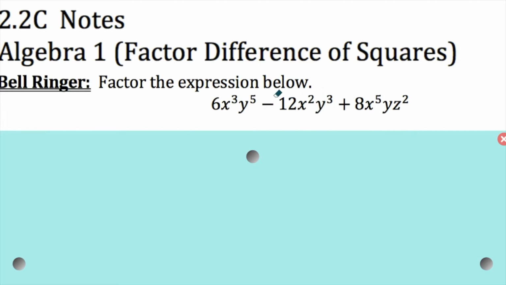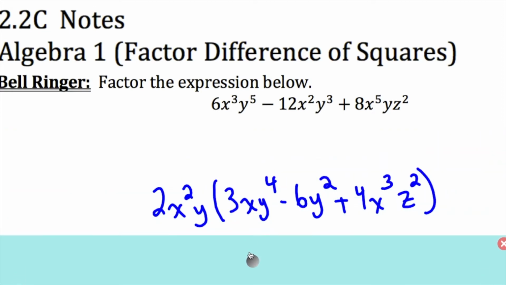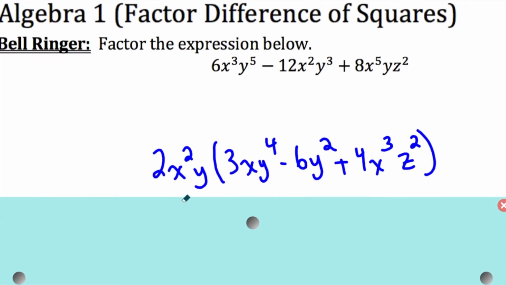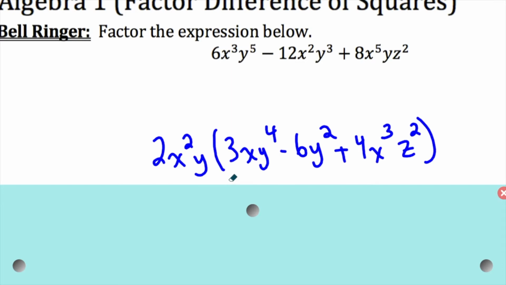And then we look at the y's. Smallest power for y, we have a 5, 3, and this is, remember, a 1 if nothing is written here. So the smallest power for y is a 1. Also, we have a z squared, but since these other terms are missing a z, we will not have a z as part of our GCF. So we take 2x squared y as the GCF.